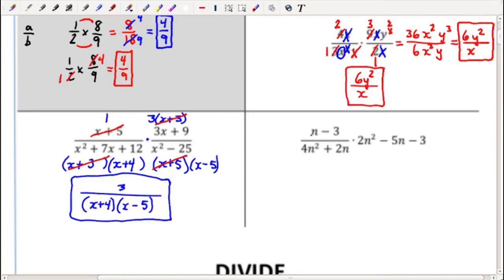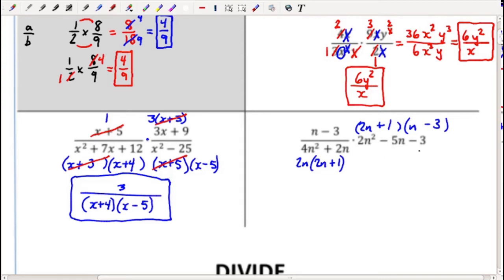So n minus 3 doesn't factor. On the bottom, I've got a GCF of 2n, and then I've got a 2n plus 1. And then this guy here is going to factor into two parentheses. What do we got? 2n, n minus 3, plus 1. I think that's going to get me my 5n when I multiply everything out. So this would be a minus 6n from those two terms plus 1n. That would give me my minus 5n.